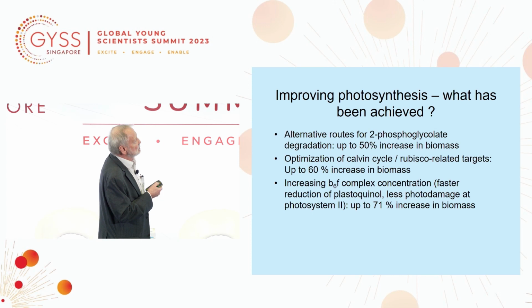And also, when you increase the b6f complex concentration, which oxidizes the plastoquinol and gets the plastoquinone back, so less photodamage at photosystem 2 occurs, you will have up to a 70% increase of biomass. And what is nice is that these increases are additive. So you should be able to triple the amount of photosynthetic yield in the future.